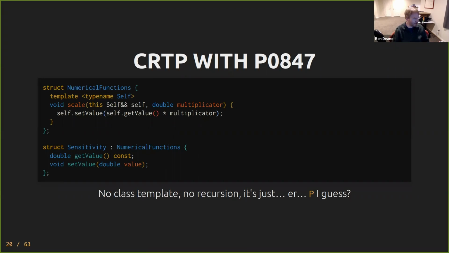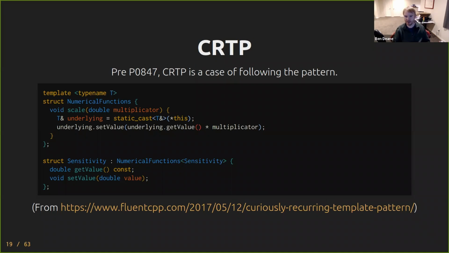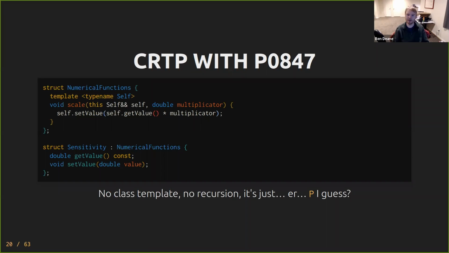So a few things in the chat. A NumericalFunctions reference or pointer would act like a virtual function. Well, the call to scale acts like a virtual function. CRTP's job, in a sense, is to provide the same kind of patterns as virtual functions, but statically, right? So the CRTP pattern allows you to call scale as if it were a virtual function, because it's going to work in terms of the most derived type. But with P0847, with deducing this, when we call scale on a Sensitivity, it deduces to a Sensitivity. And so we get this without any of that nonsense about static casting or deriving and recurring. There's no curious recursion, there's no template. There's just the pattern.